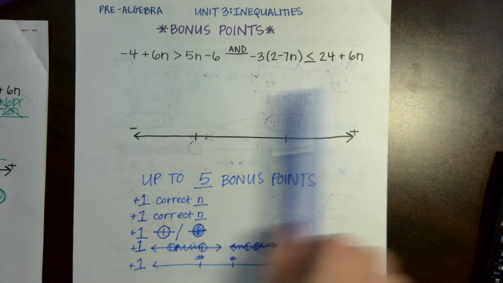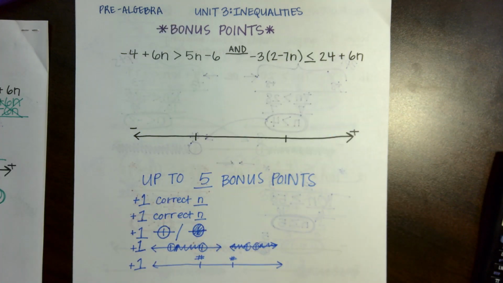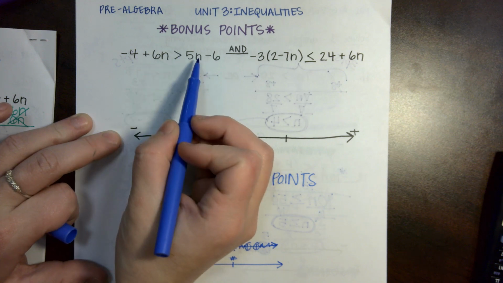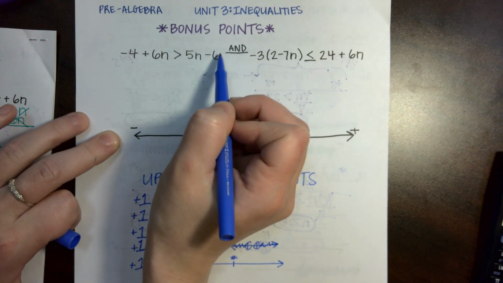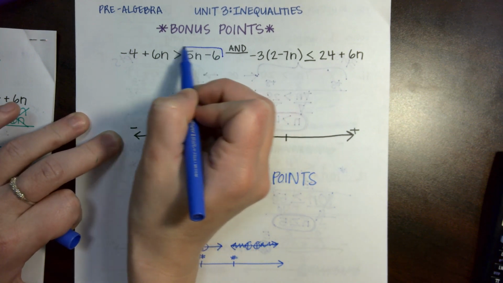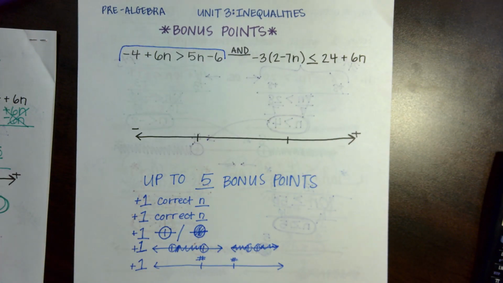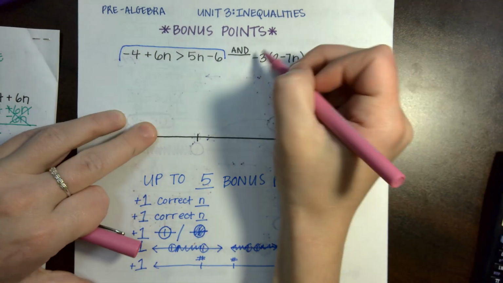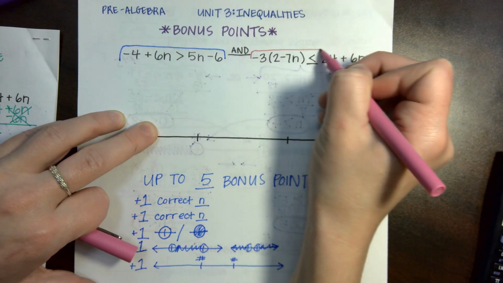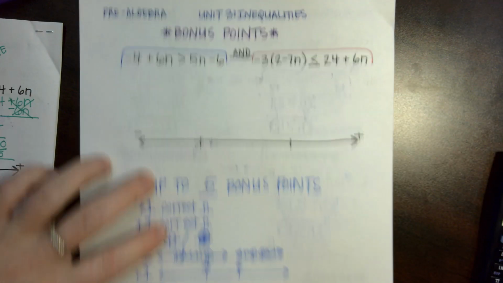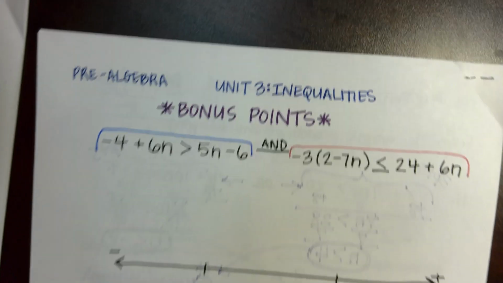This is a compound inequality, and we've got n's on both sides. So our first inequality is over here, and our second one is over here. I'm just making some separation. You don't have to do this if you don't want, but that's what I'm doing.